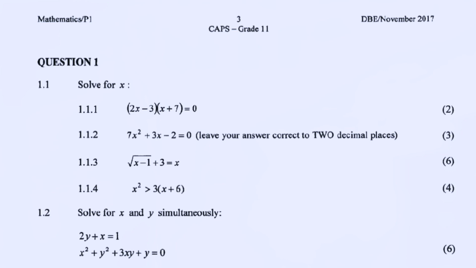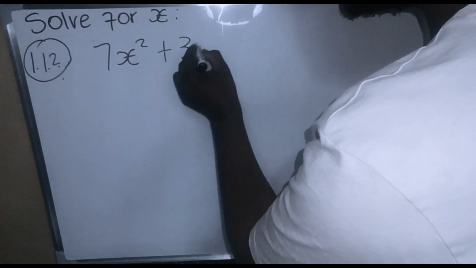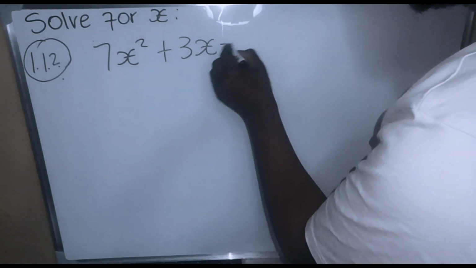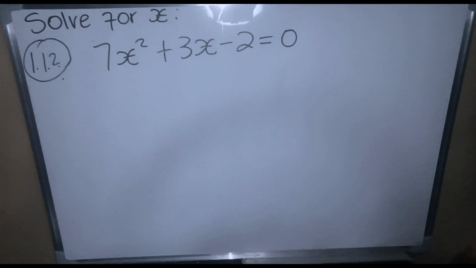1.1.2 of 2017, Paper 1, we have got 7x squared plus 3x minus 2 equal to 0. Solve for x. In brackets, you must write your answer to two decimal places. Very important. Very, very important.